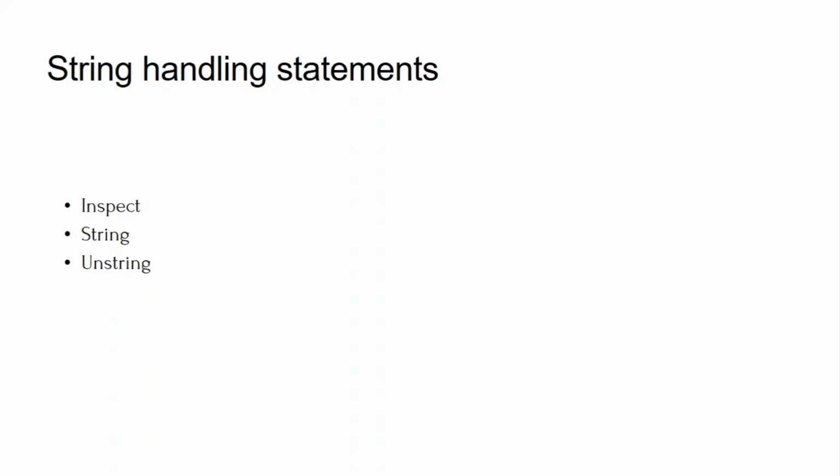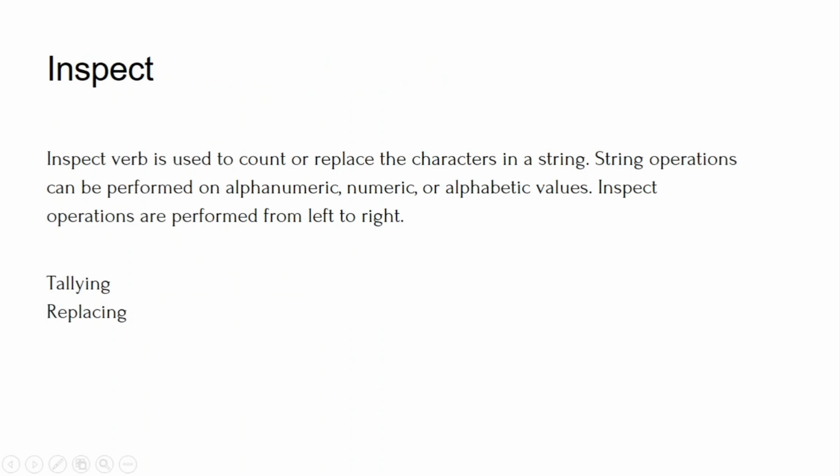Starting with the string handling statements. There are three statements we have for string handling. First is inspect, second is string, and third one is unstring. So starting with inspect first. The inspect verb is used to count or replace the characters in a given string. For example, there is a string COBOL programming. If we need to count the characters in that, we use inspect. Also, if we need to replace any character in a string, we can do it with the replacing option.